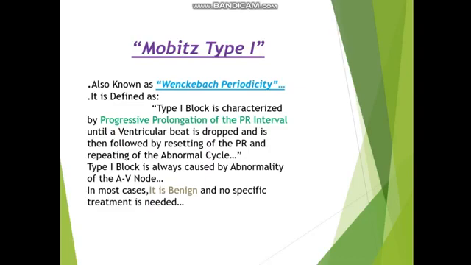Mobitz type 1, also known as Wenckebach periodicity or the Wenckebach phenomenon, is characterized by progressive prolongation of the PR interval until a ventricular beat is dropped, and is then followed by resetting of the PR and repeating of the abnormal cycle. Type 1 block is always caused by abnormality of the AV node. In most cases, it is benign and no specific treatment is needed.